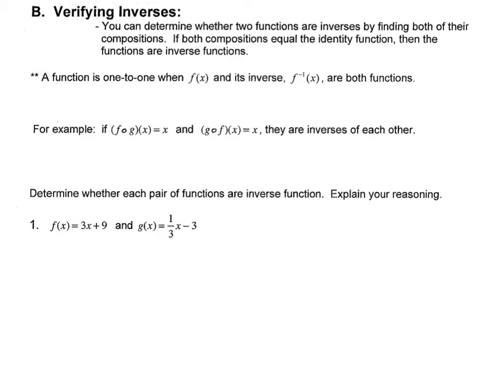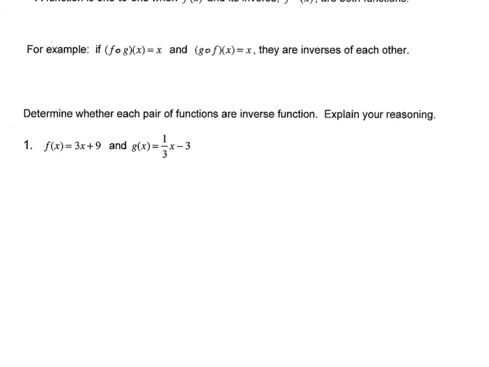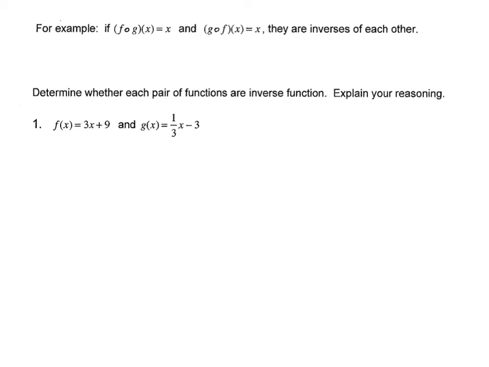Alright, with that being said, let's determine whether each pair of functions are inverse functions and explain your reasoning. Now that we know we can use function compositions to determine this, we're going to go ahead and do that. In order to prove that g of x and f of x are inverses of each other, we're going to need to find f of g of x and then find g of f of x. And if our answers are exactly the same, then those two functions are considered to be inverses of each other.